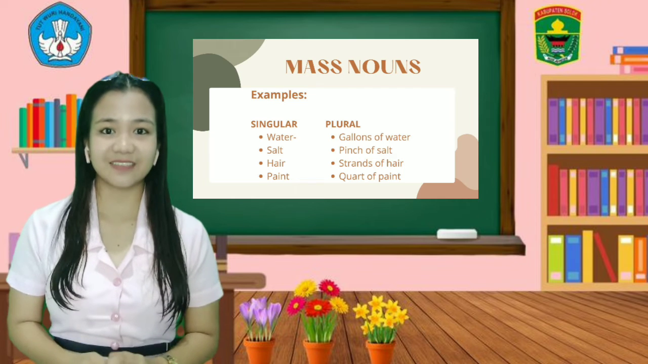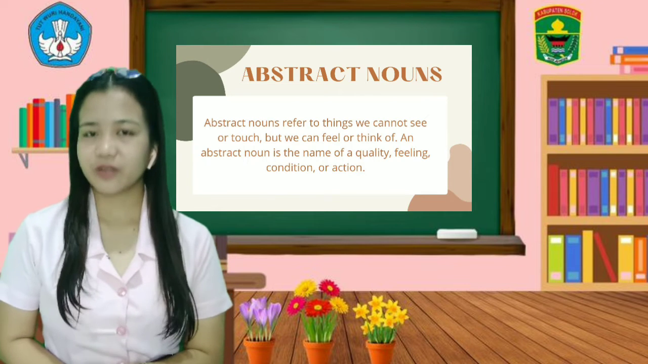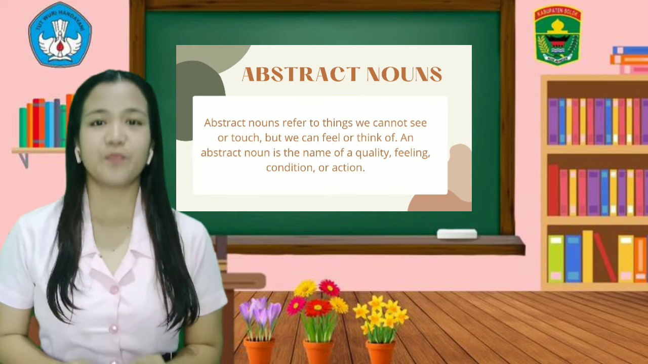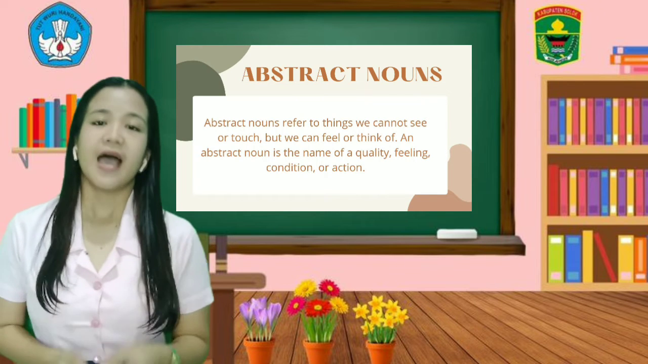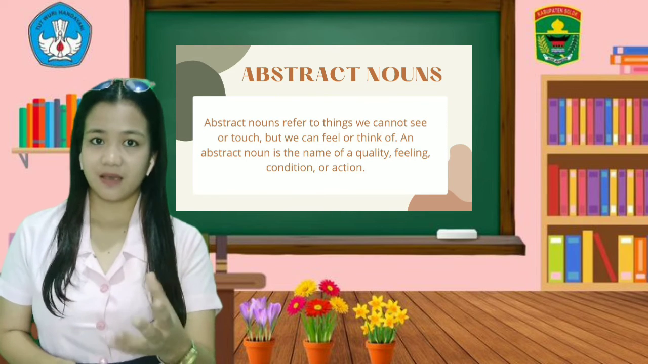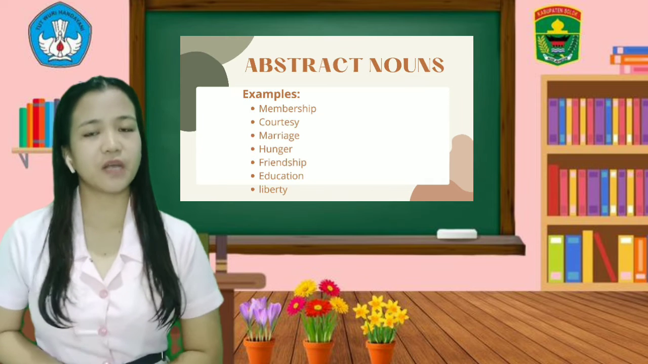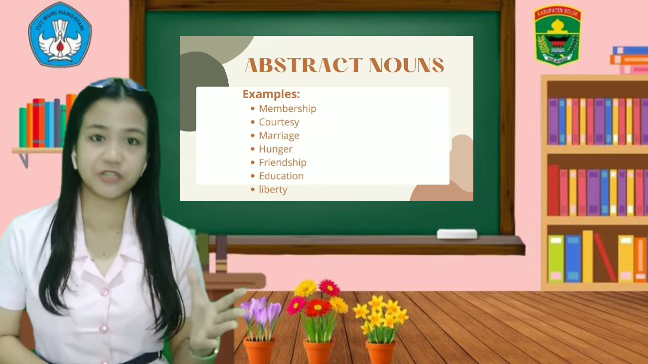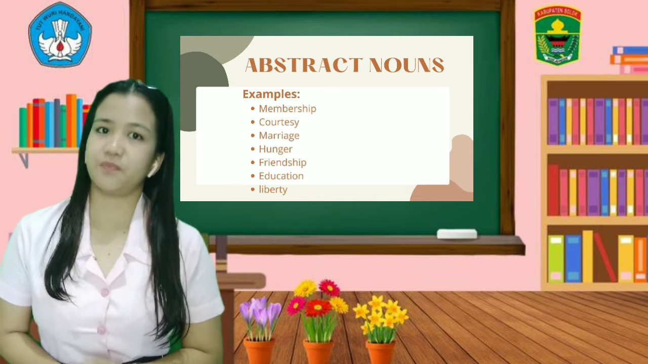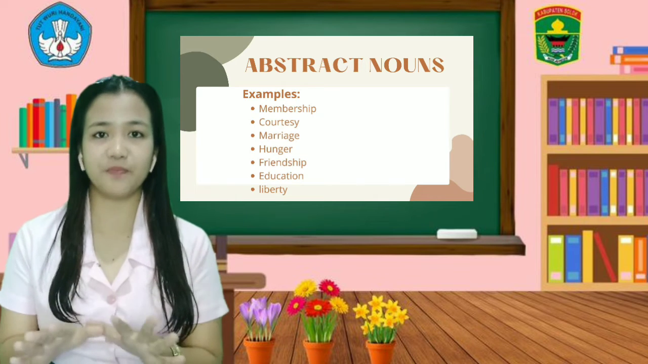Next, we have the abstract nouns. Abstract nouns refer to things we cannot see or touch, but we can feel or think of. An abstract noun is the name of a quality, a feeling, a condition, or an action. I have here some examples. Membership, courtesy, marriage, hunger, friendship, education, and liberty. We cannot see them and touch them.